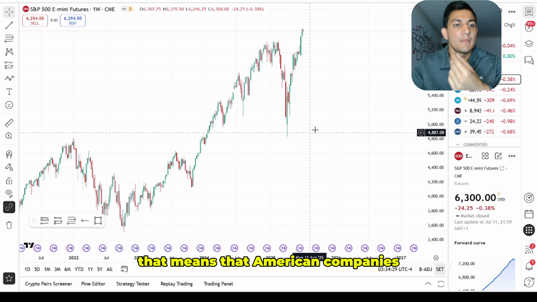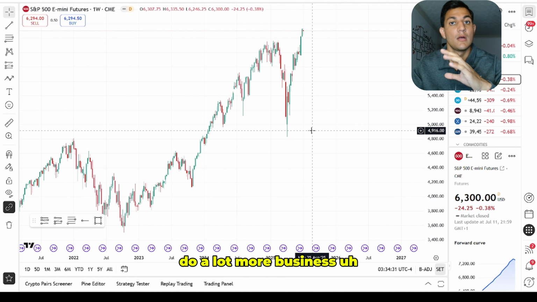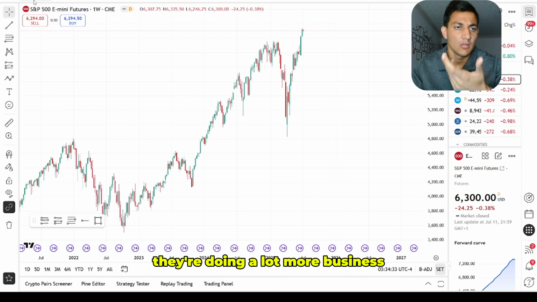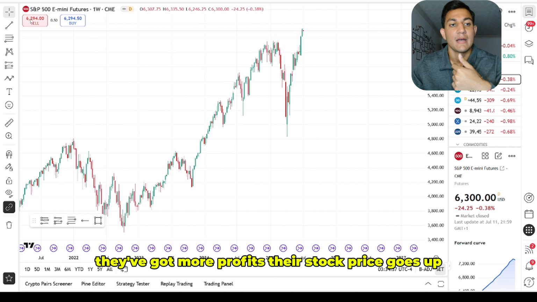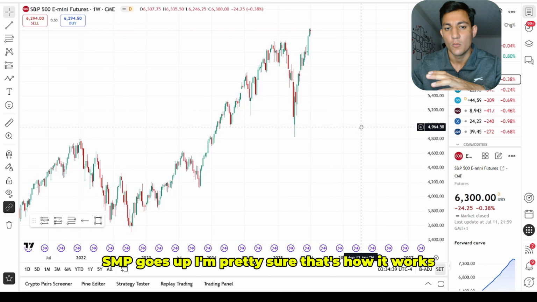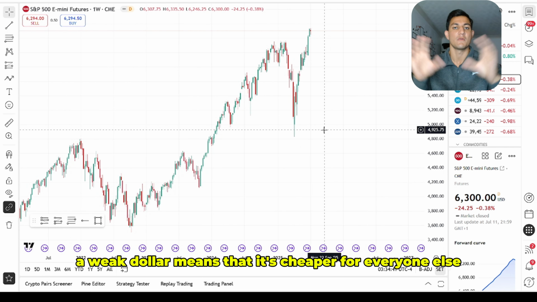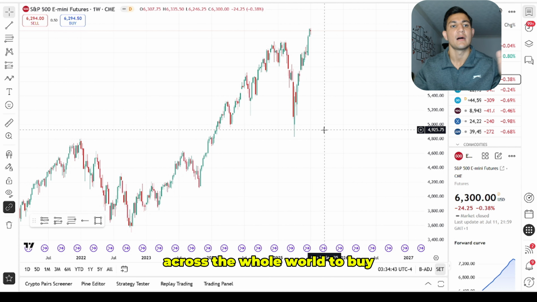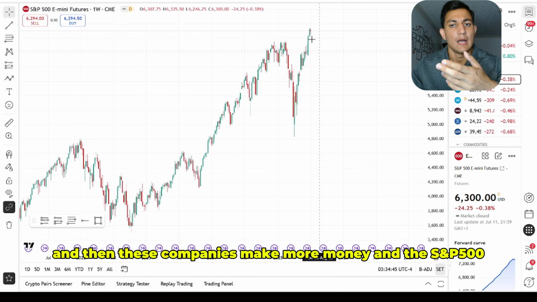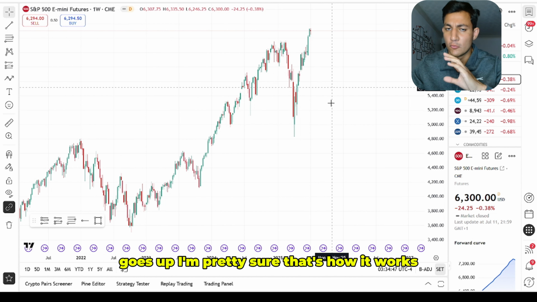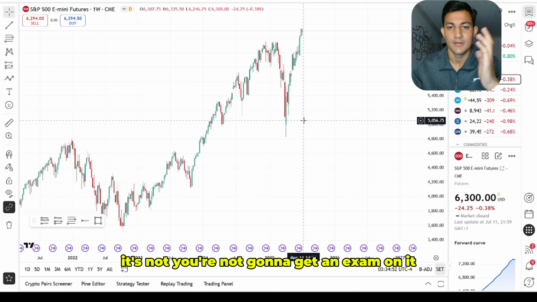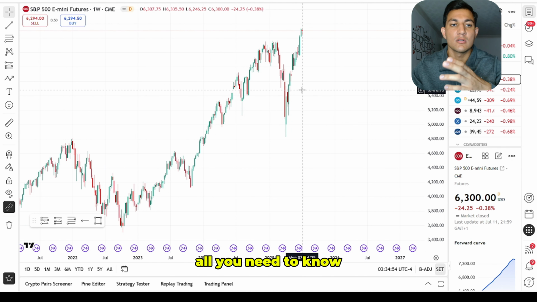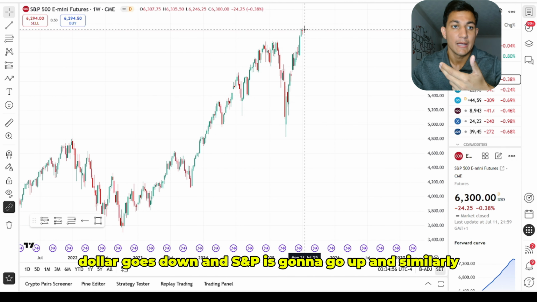And that means that American companies do a lot more business globally. Obviously if they're doing a lot more business and making more money, they've got more profits, their stock price goes up, S&P goes up. I'm pretty sure that's how it works. A weak dollar means that it's cheaper for everyone else across the whole world to buy, and then these companies make more money and the S&P 500 goes up. Don't quote me on that. You don't need to know that at all, right? You're not going to get an exam on it. All you need to know, dollar goes down, S&P is going to go up.